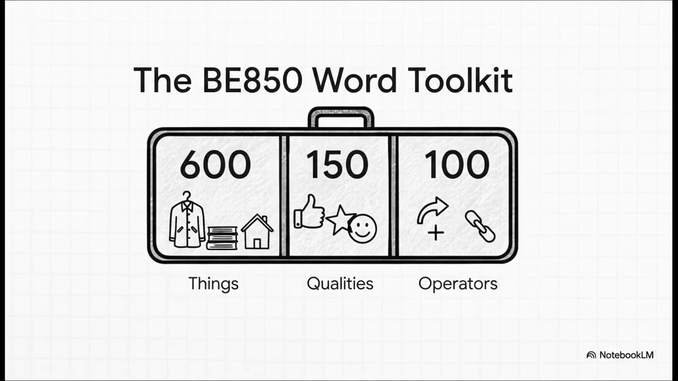And what's really cool is how this 850-word toolkit is broken down. It's like a starter pack for language. You get 600 words for things, nouns like leather or coat. Then you get 150 words for qualities, adjectives like good or new. And then the real engine is a core of just 100 operators to stick it all together. It's a complete working set for getting pretty much any basic idea across.